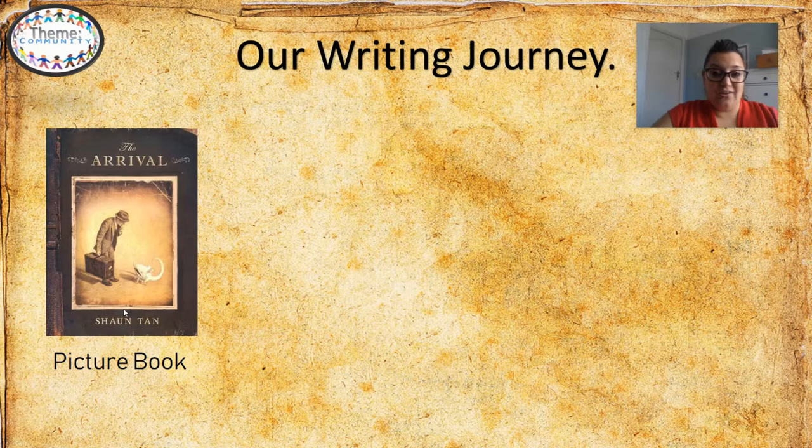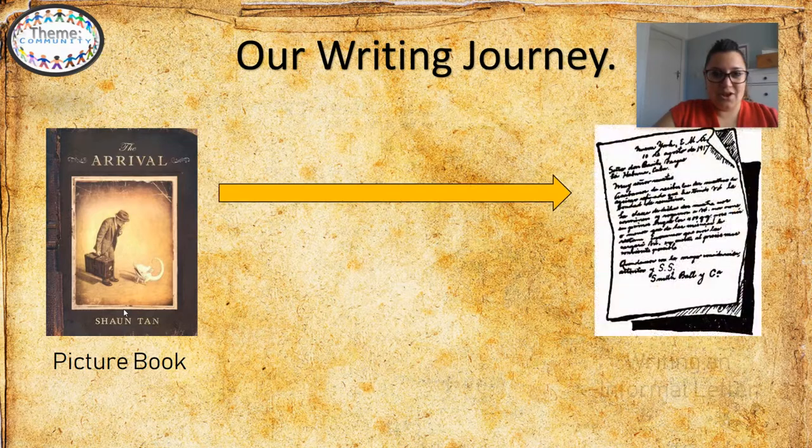We've begun our story, The Arrival by Sean Tan, and we found out a little bit about why this gentleman is having to leave his city and head somewhere else. But this book is a picture book. There are no words. So how are we going to build a writing journey out of it? We're going to be writing an informal letter.